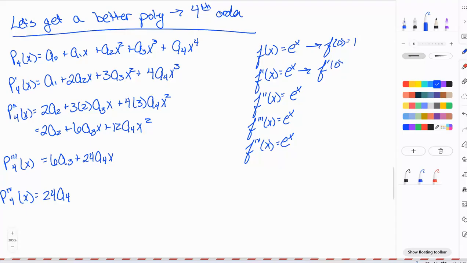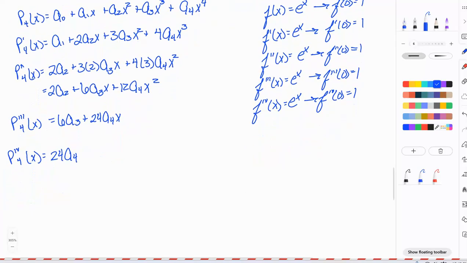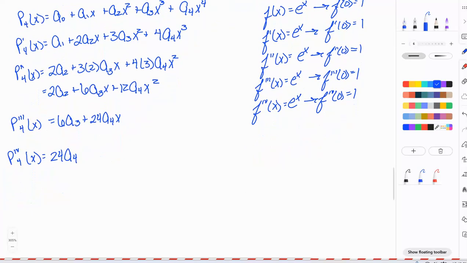If I plug 0 into the derivative, which is e to the x, I get 1. If I plug 0 into the second derivative, and the third derivative, and the fourth derivative, I'm going to get 1 for all of them. So this is enough to build my system of equations. So I'm going to start with that fourth derivative. I want the fourth derivative of the polynomial to equal the function value of the fourth derivative at 0. So I'm going to replace those x's with 0 there.